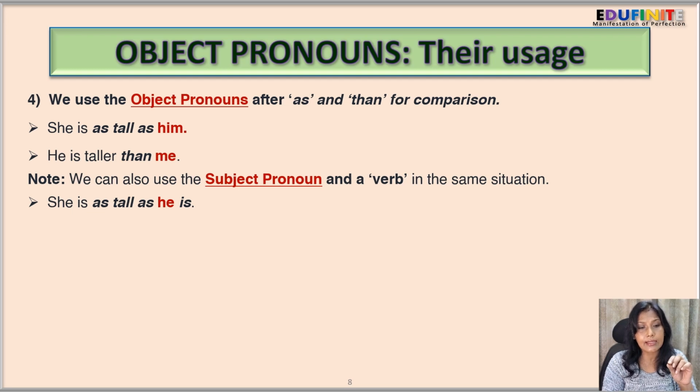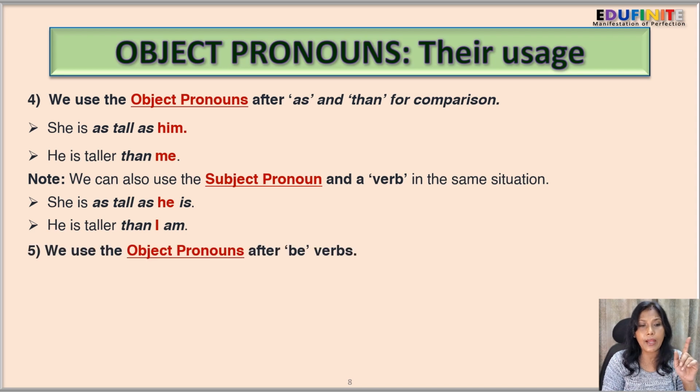Now the next sentence. We had already said, he is taller than me. So that was an object pronoun. But now we are saying we can substitute it with a subject pronoun and a verb. So here, instead of me, the object pronoun, the subject pronoun will be I. So what do we say? He is taller than I am, and we need a verb after it. So am follows I.